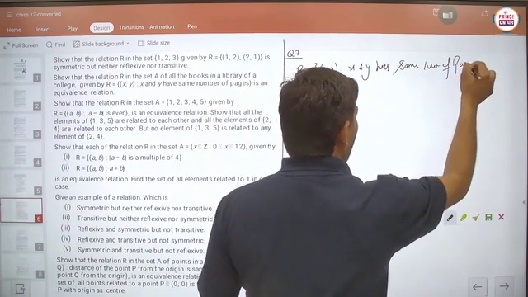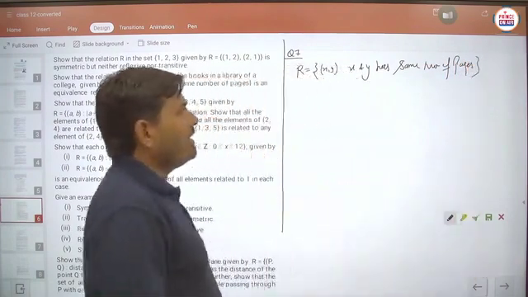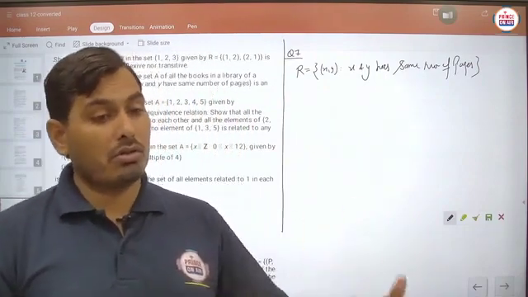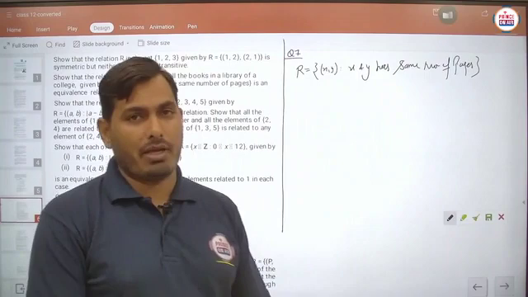A very simple type of relation is given here, and here X and Y both belong to the books that should be available in the particular college library. Is it clear?